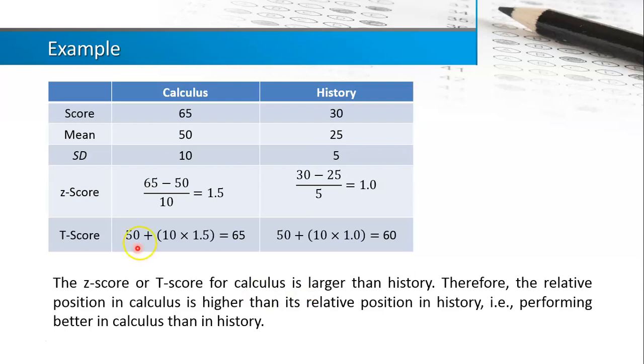So remember, we calculate this standard score when comparing two different distributions, not from the same distribution. You don't have to calculate the standard score for the same distribution; you just compare directly. It doesn't make sense if you do that.